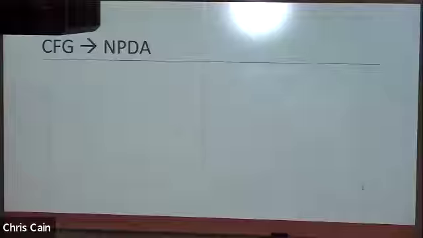Last time, we finished talking about NPDAs and getting some experience with designing non-deterministic pushdown automata. And so now we're going to look at an application of Greibach normal form, which is the conversion of context-free grammars into non-deterministic pushdown automata.